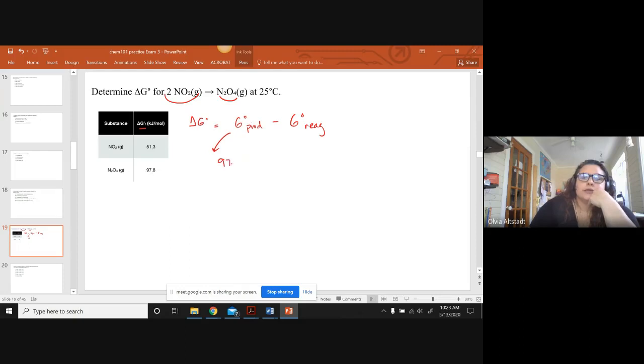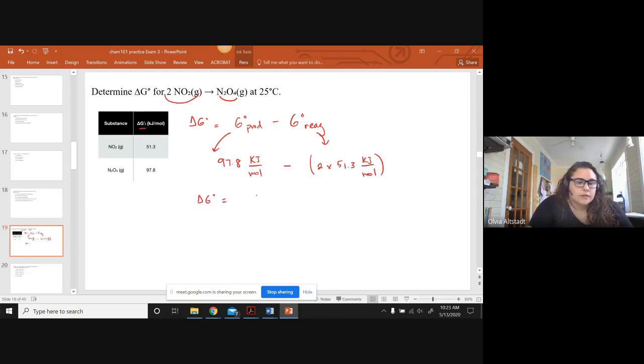G of product, this is the product, N2O4, is 97.8 kilojoules per mole. The reagents, NO2, but there's two of them, so 2 times 51.3 kilojoules per mole. And so the delta G is negative 4.8 kilojoules per mole.